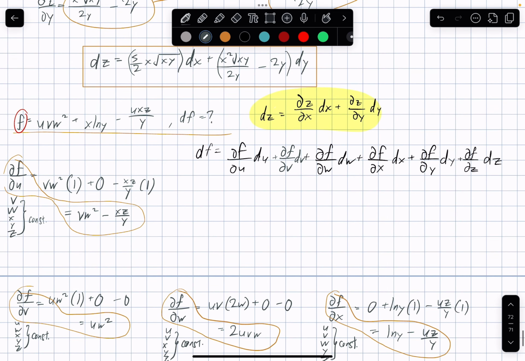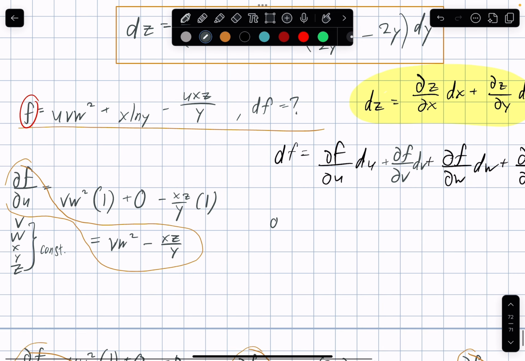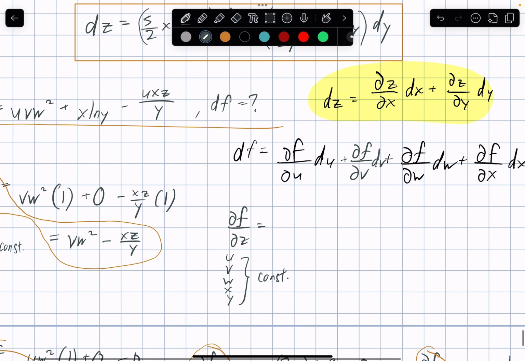Partial f over partial z. u, v, w, x, y are all constants. Zero plus 0 minus ux over y times z. The derivative of z is just 1. So the answer is going to be negative ux over y. That's it.